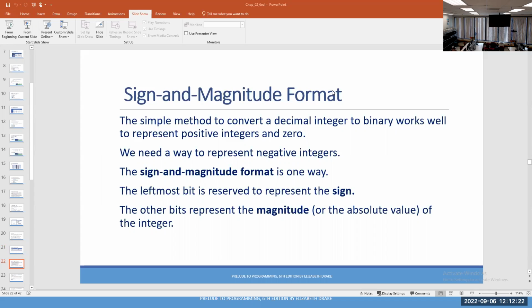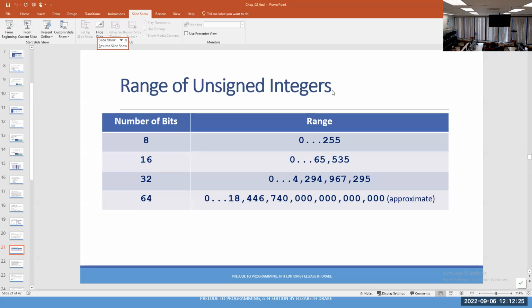So we learned about unsigned already, right? Unsigned integer means it is non-negative. It can be 0 or positive. Sometimes you need a negative number. In the case of a negative number, you need to use a signed number, not unsigned anymore.